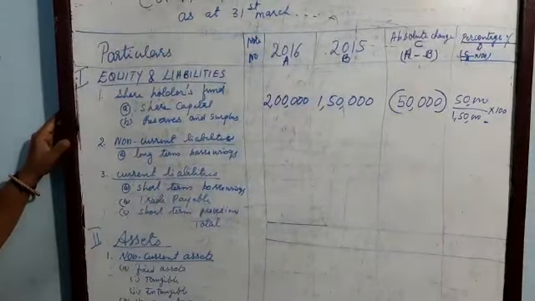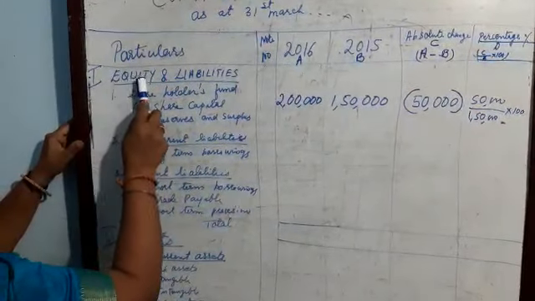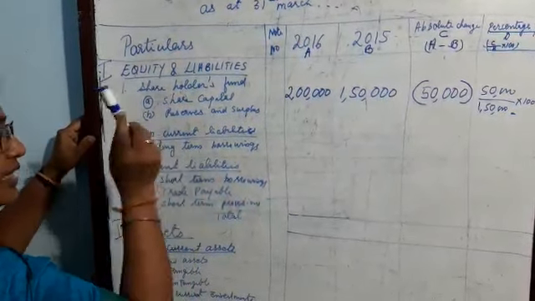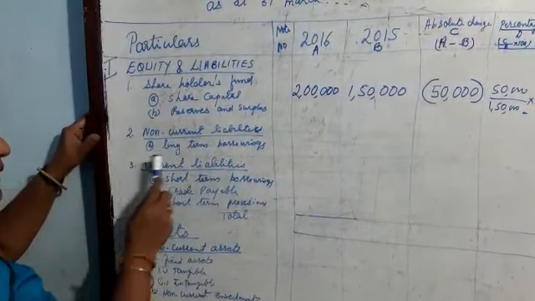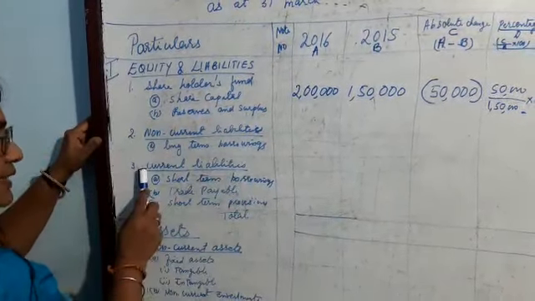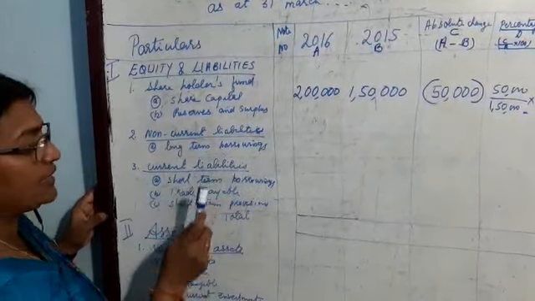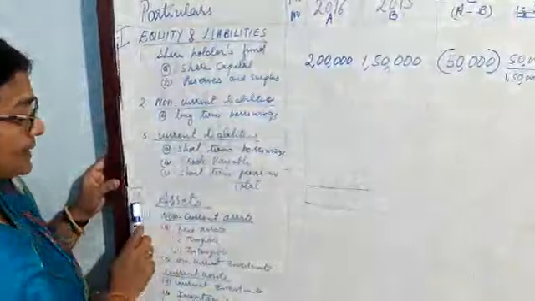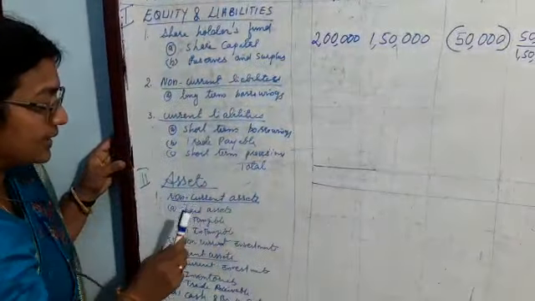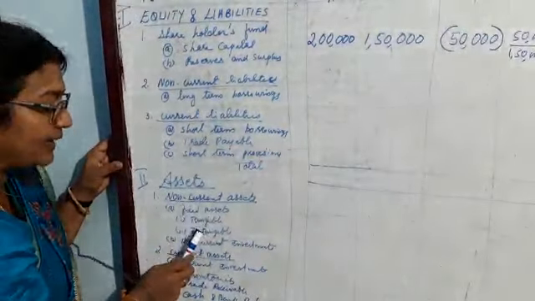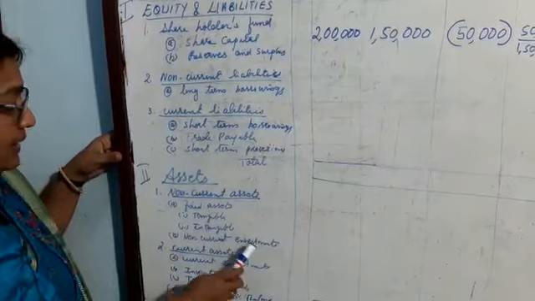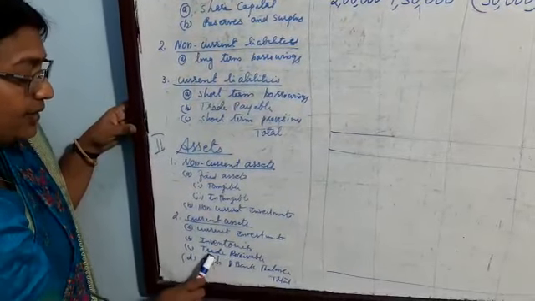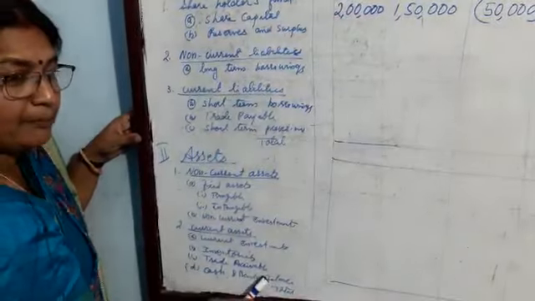As per the syllabus, the format given is: first, equity and liabilities. There, under shareholders' funds, are share capital, reserves and surplus. Second is non-current liabilities, where long-term borrowing comes, that means debentures. The third is current liabilities: short-term borrowings, trade payables, short-term provisions, then the total liabilities. Second is assets. Non-current assets come: A is fixed assets, tangible and intangible; B is non-current investment. Then current assets: current investment, inventories, trade receivables, that means bills receivable, cash and bank balance, total.